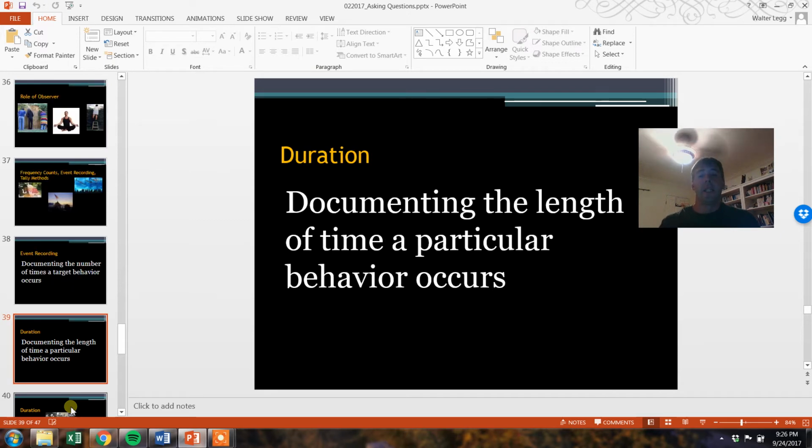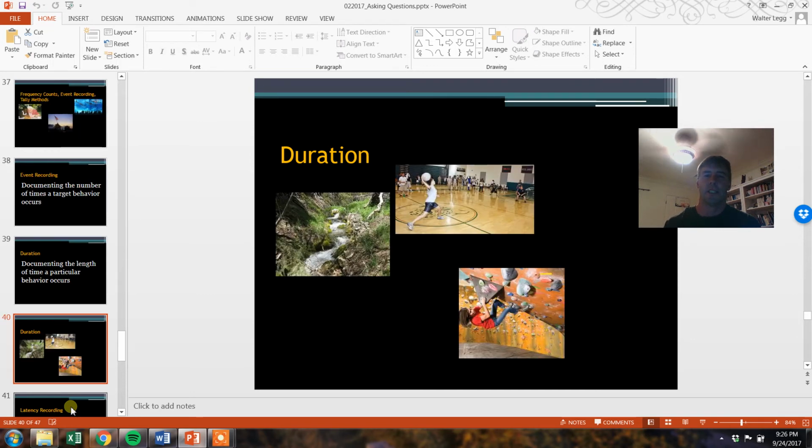Okay. The next method is duration. Here, instead of counting the number of times a behavior occurs, it's counting how long a behavior occurs. So how long are people in the dodgeball game before they get put out? How long does it take the participant to climb the rock climbing wall? How long is a participant in line? How long are they actually engaging in the activity? So it's a time. Your outcome here is a time, and in a frequency count it's a number, and in a duration it is a time.